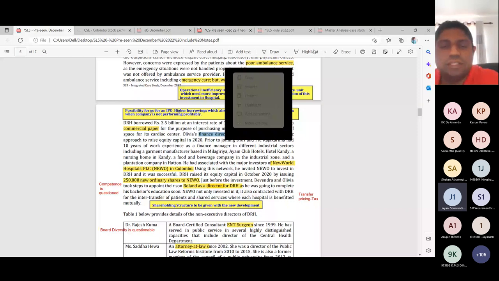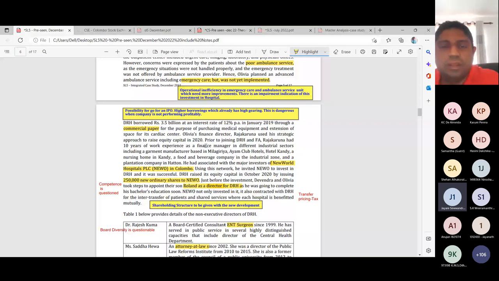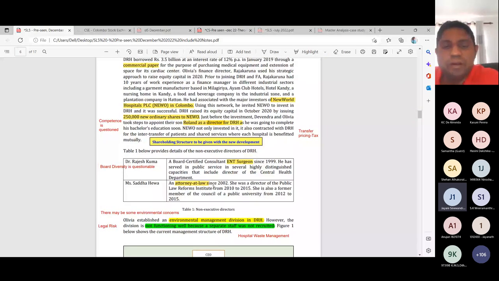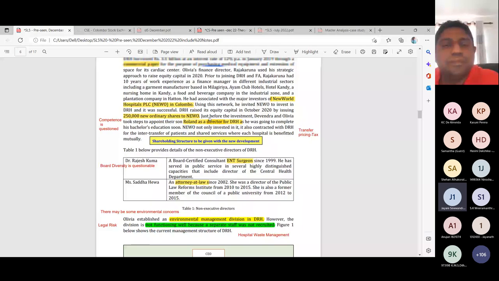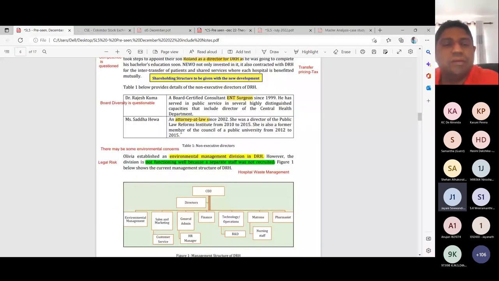So, this is a key point here. If you can go to that sentence over there, it says that Rajakaruna is Olivia's finance director. And Olivia is in both companies. So now it is seven, no? The son is also there, no? Seven people in the board, right? Then actually, there may be some senior. Is there any independent senior director, non-executive director? Not mentioned, no. No details, sir.